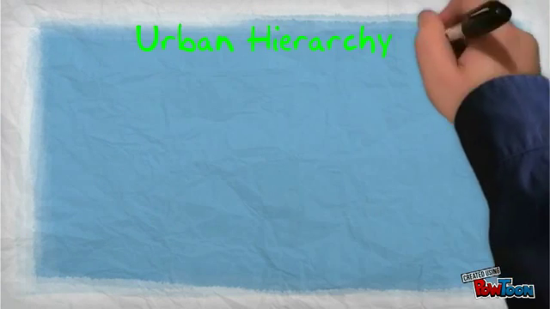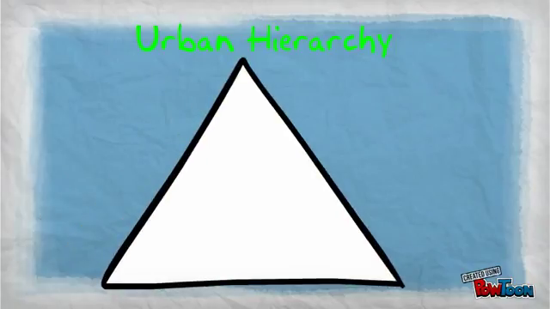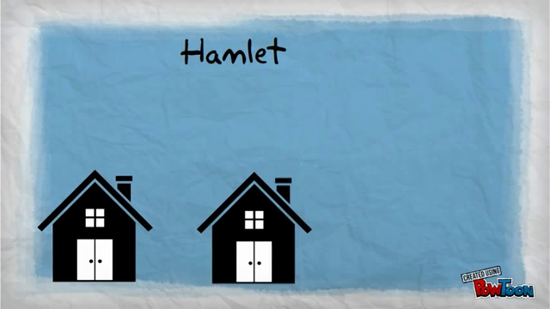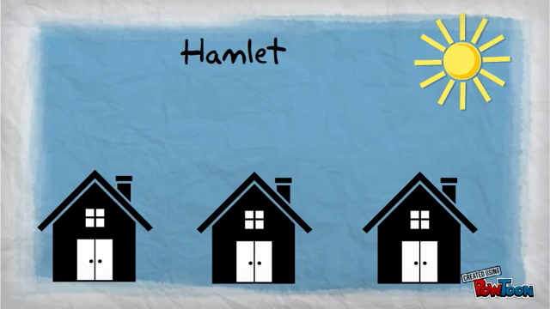Our next topic is urban hierarchy. The smallest settlement is a hamlet, followed by the village, then the town, next is the city, and finally the largest is the megalopolis. Hamlet, the smallest settlement, might consist of farmers' houses with perhaps a few basic services.